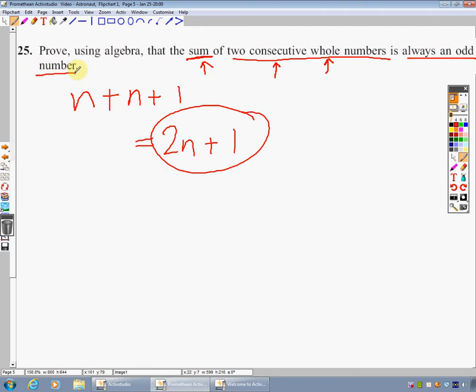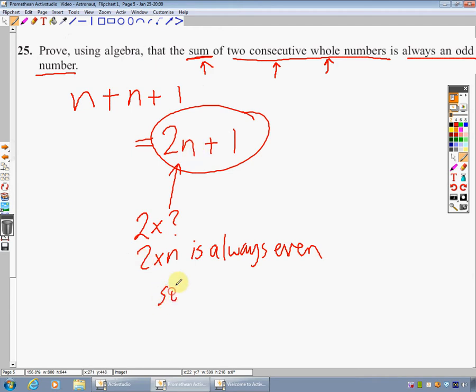Well, I'll just have a look at it here. This here, it doesn't matter what n is. 2 times whatever, or 2 times n, is always even. 2 times anything is always even. 2 times 6 is 12, is always even, because we're timesing it by an even number. So if 2 times n is always even, then 2n plus 1, a number that's 1 away from an even number, is always odd. That's kind of our conclusion. And I'm hoping that you can sort of see that.